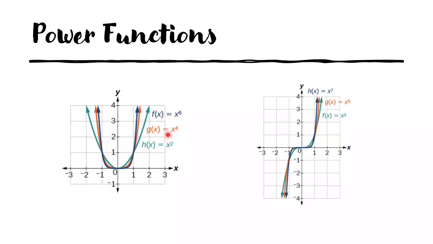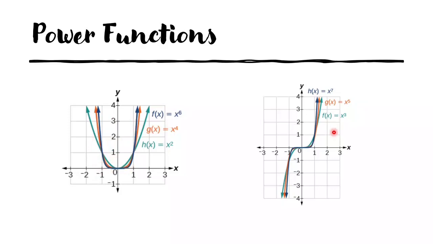In orange is y equals x to the fourth, and in purple is y equals x to the sixth. All of these power functions have even powers, and they all have a pretty similar shape where both ends of the graph are going up. The only difference is, as the exponent gets larger, the ends of the graph get a little bit steeper, and the middle of the graph gets a little bit flatter.